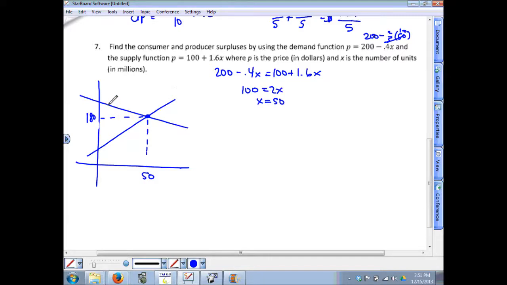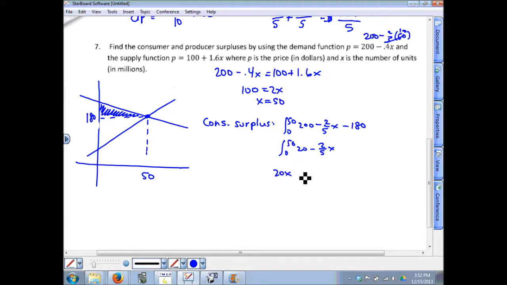So what we're looking for is what's called consumer and producer surplus. Consumer surplus is this area beneath the demand function and above a price of 180. So consumer surplus then is the integral from 0 to 50 of the demand function 200 minus 2/5 x minus the price of 180. So that becomes the integral from 0 to 50 of 20 minus 2/5 x.